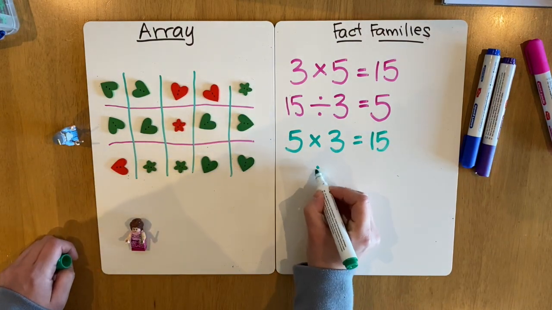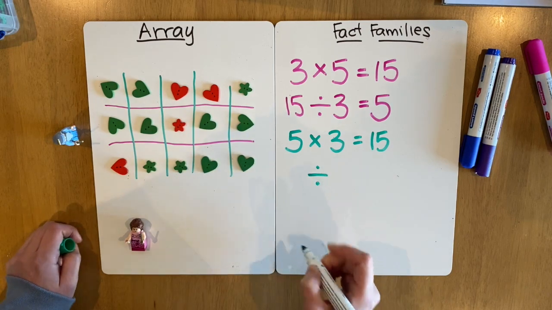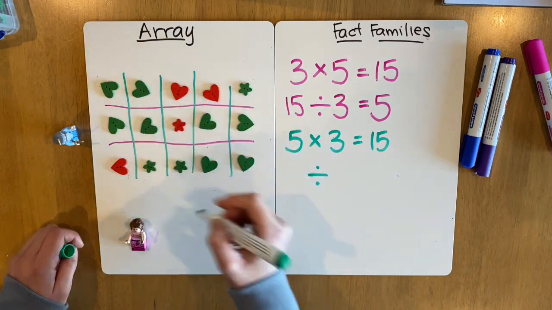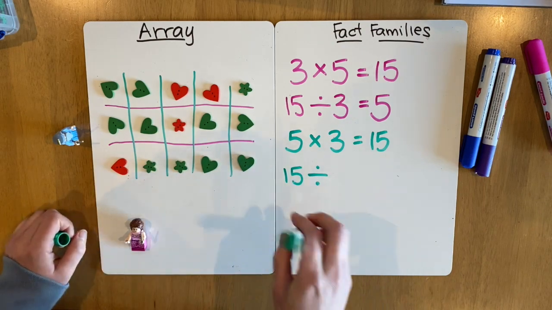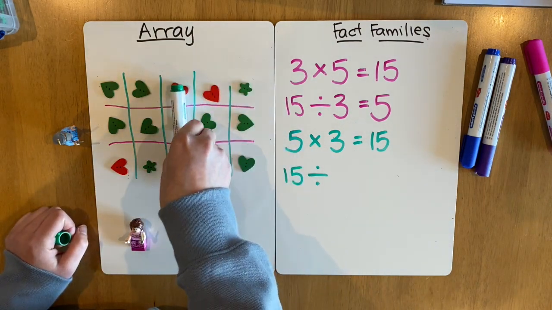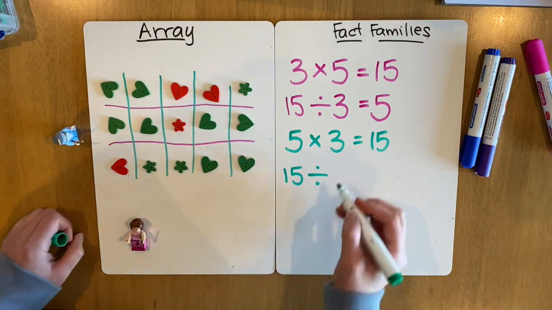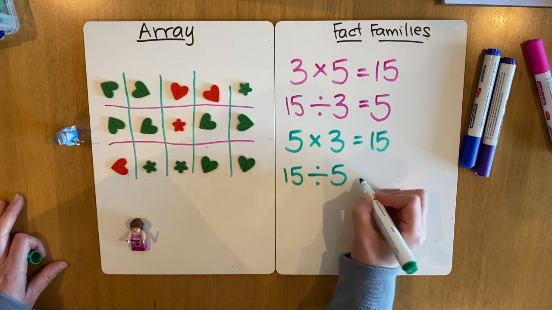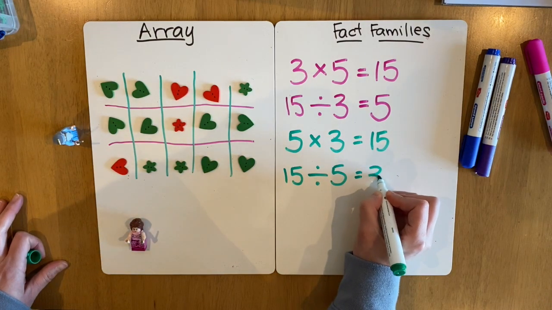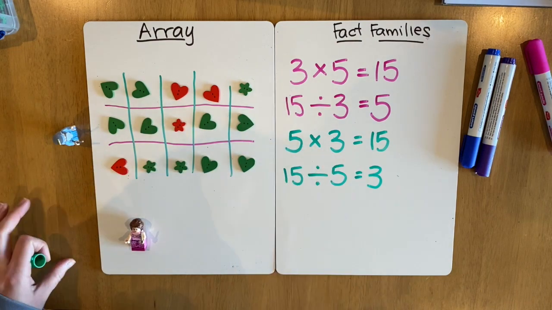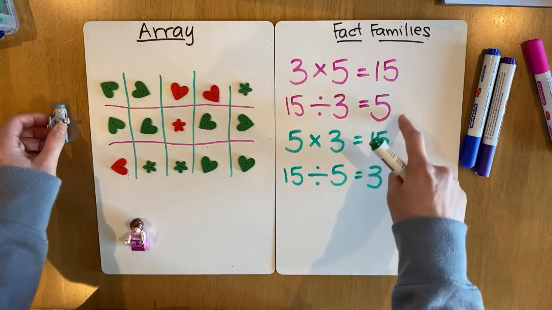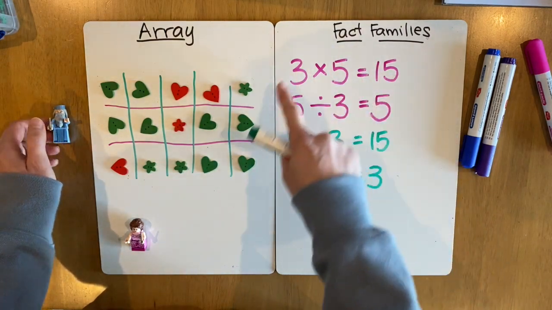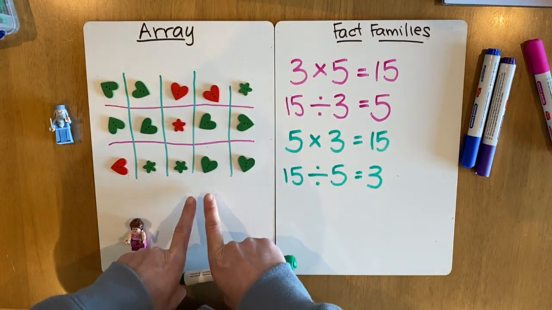Now, what is his division number sentence? Starts with the altogether number, so 15 divided by how many groups can he see? How many rows? He sees 5 rows, and there are 3 in each row. So these are the number sentences. These are the fact families for this array.